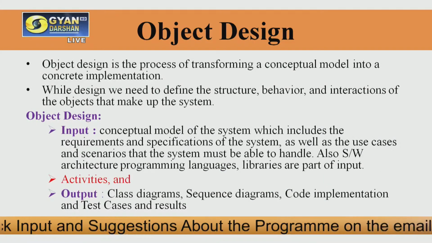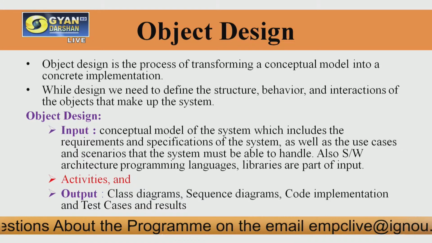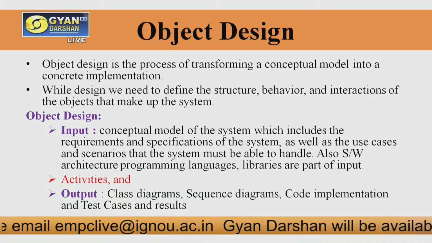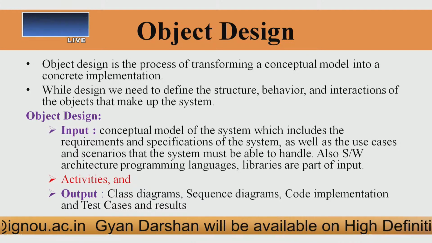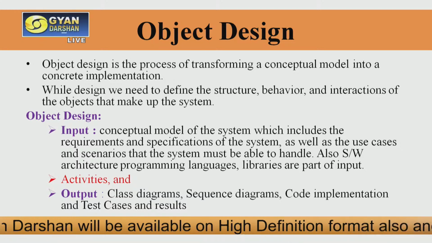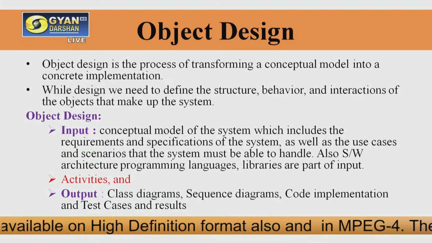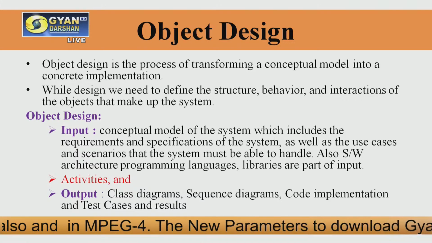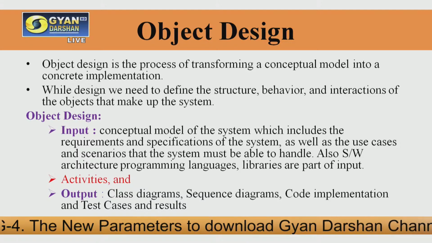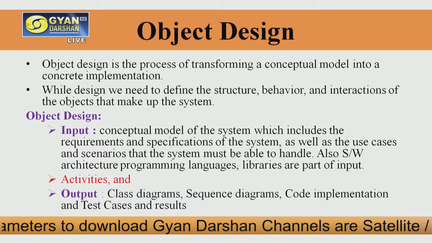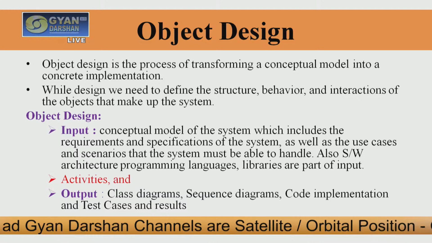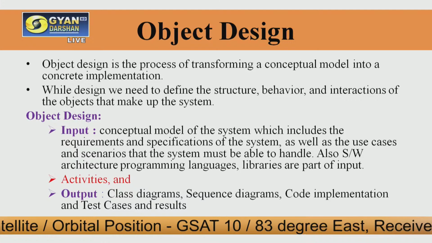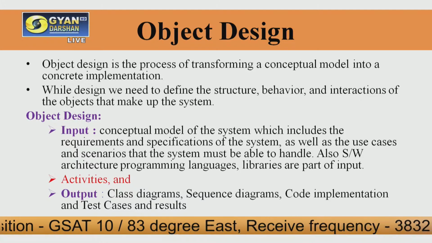Now, if we try to find out what object design is actually doing, we can say that in this particular object design process we are trying to transform the conceptual model into a concrete implementation, because we are trying to find out certain gaps and we are also looking for the algorithms that will be used for the purpose of utilization. Later on we will also see that the optimization aspect comes in when we are looking for the design. So while designing we need to define the structure, behavior, and interaction of the objects that make the system.